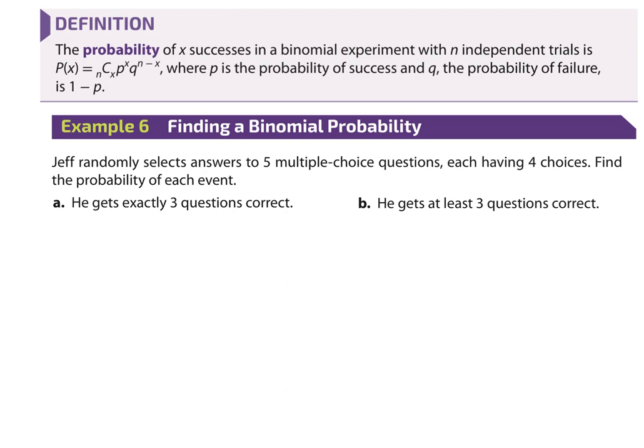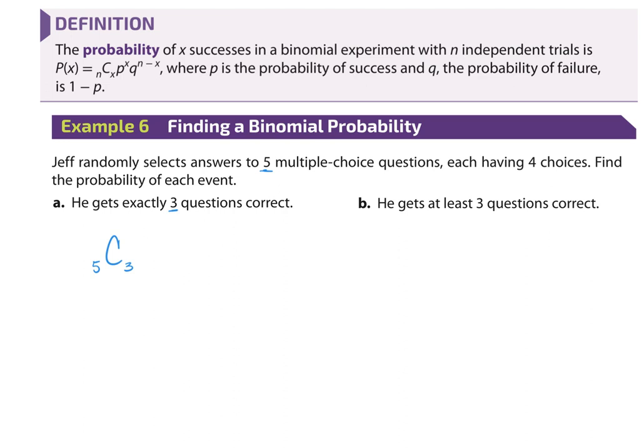So Jeff randomly selects answers to 5 multiple choice questions. They each have 4 choices. Find the probability of each event. He gets exactly 3 questions correct. All right, so my combination piece here is going to be how many times that he answered. He answered 5 of them. How many successes is my second number there? 3 things taken 5 at a time.